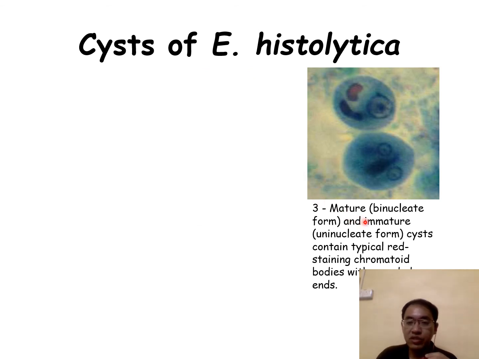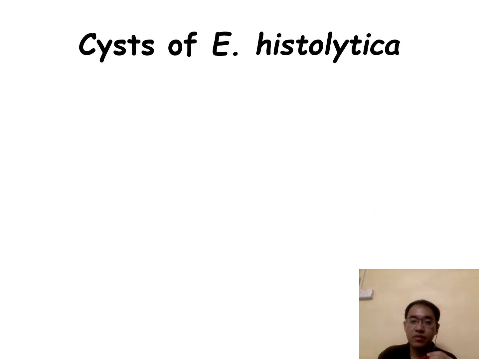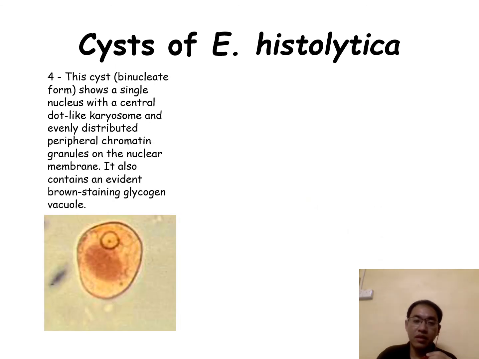Okay, this is a mature and an immature cyst. This one contains two nuclei. This one has only one nucleus. And these are the chromatoid bodies. Okay, this is an iodine stain sample.